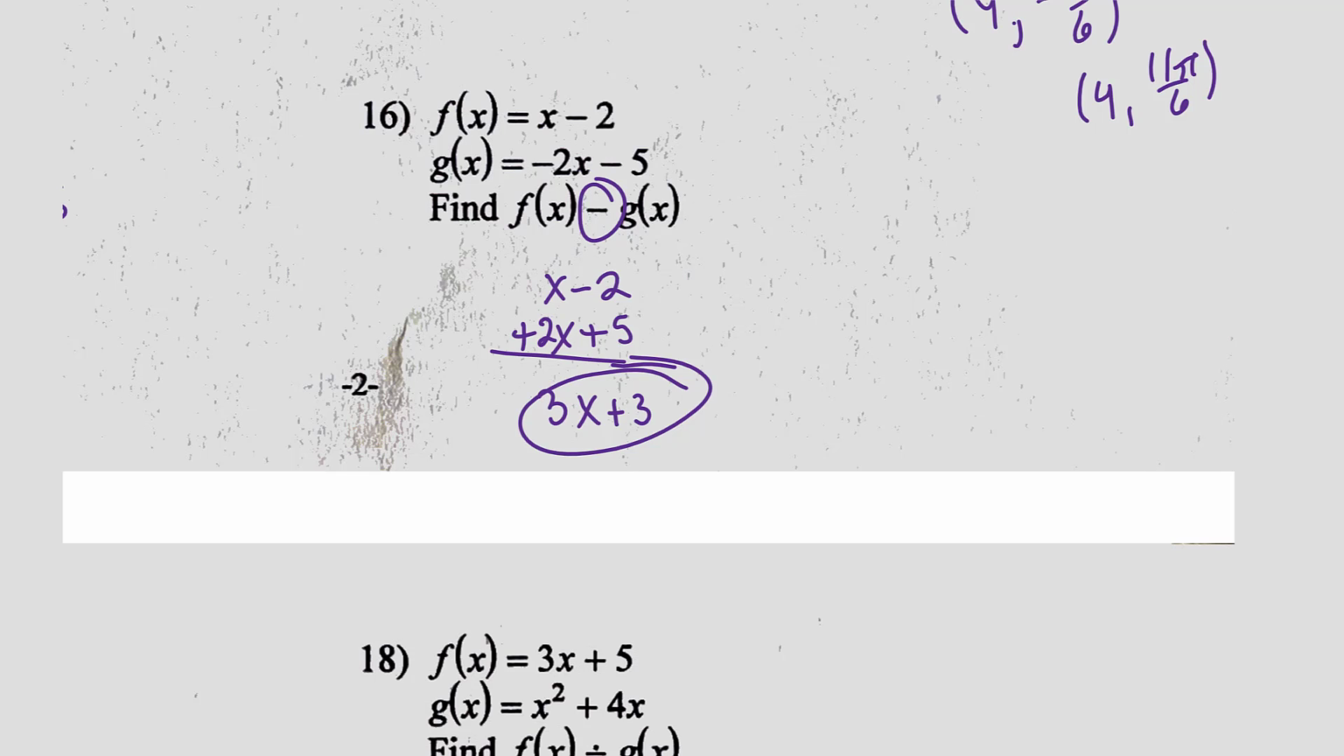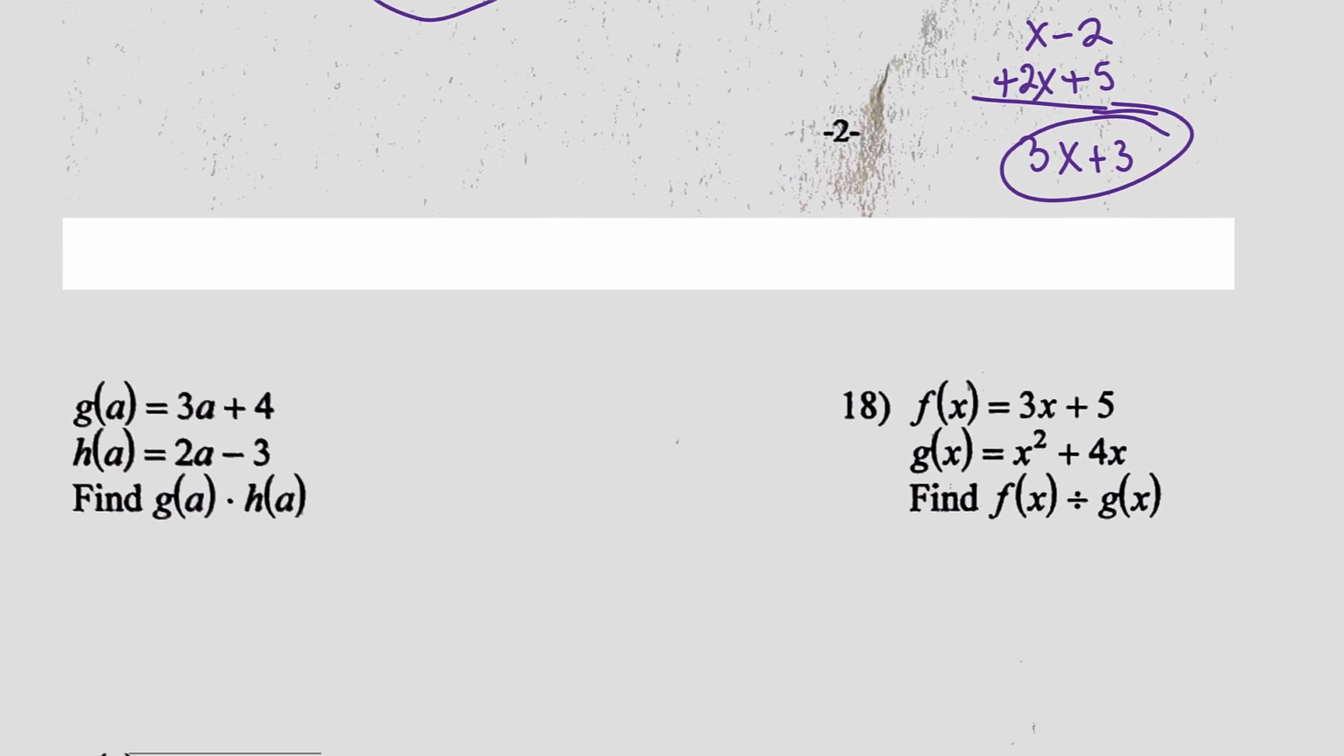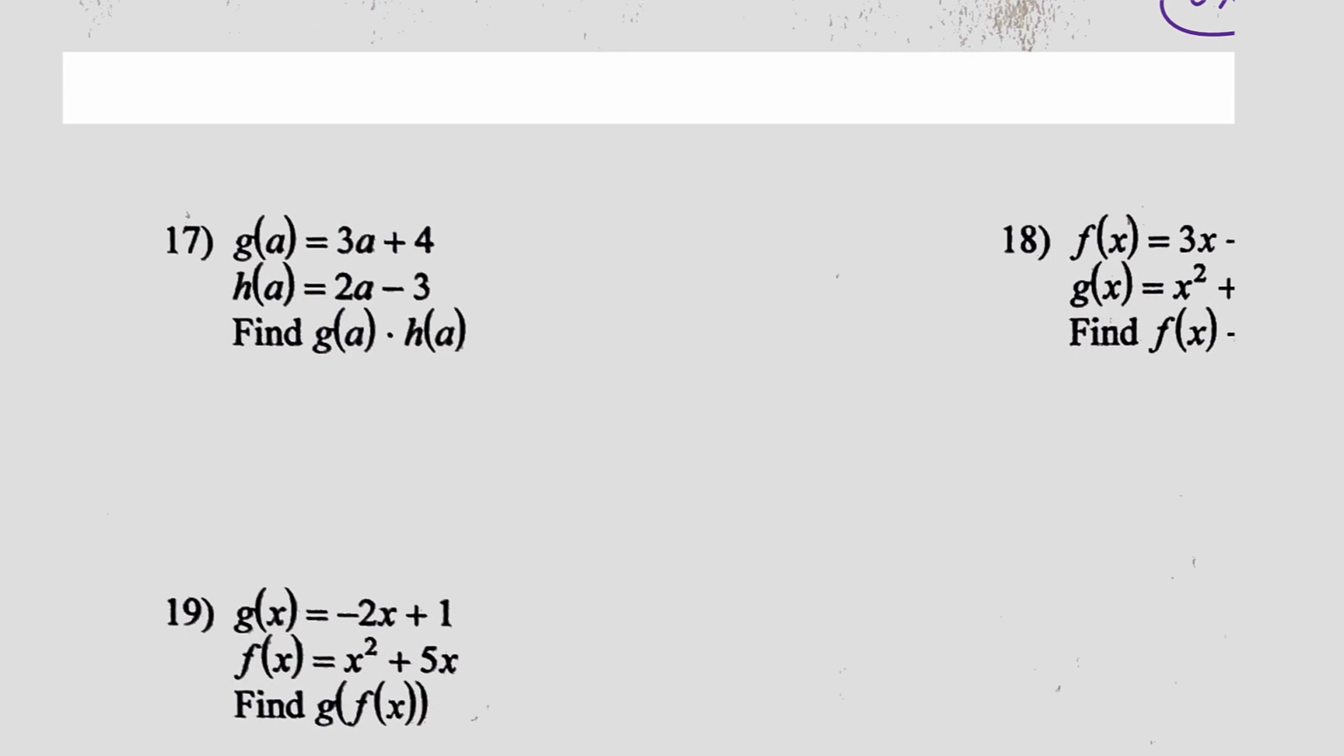So, there you go. Just making sure I'm correct. Okay, 17, we've got some multiplication here, which is going to require us either to think about FOIL or the distributive property. FOIL, please. Okay.